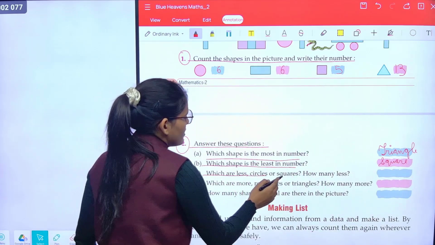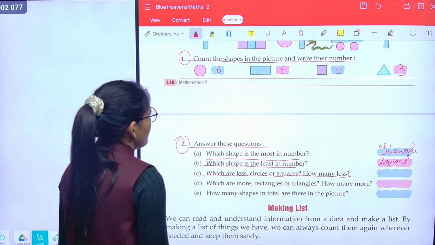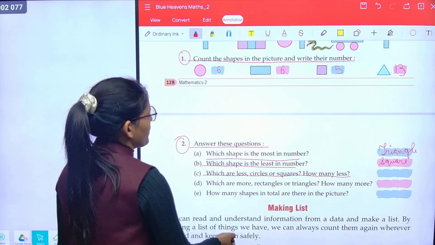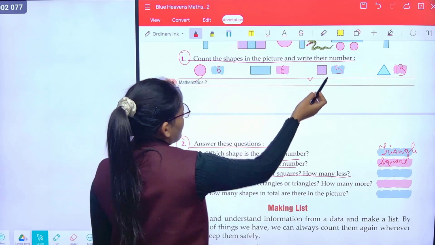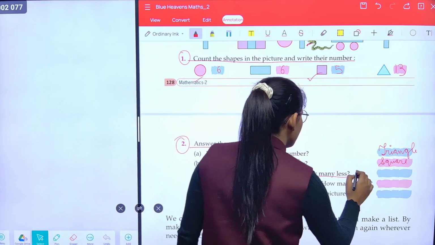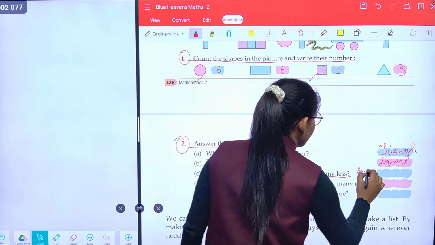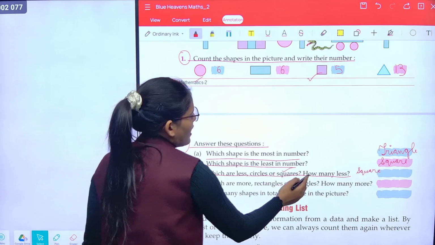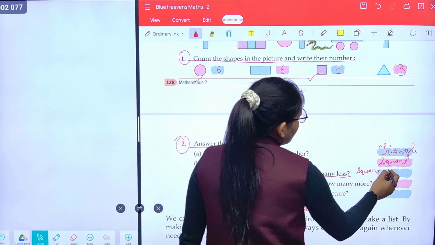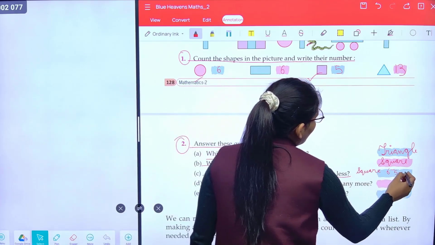Which are less, circles or squares, and how many less? Square is less. How many less? 6 minus 5 is equal to 1. 1 less.